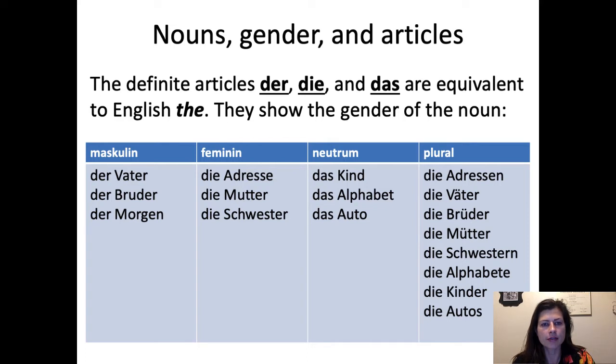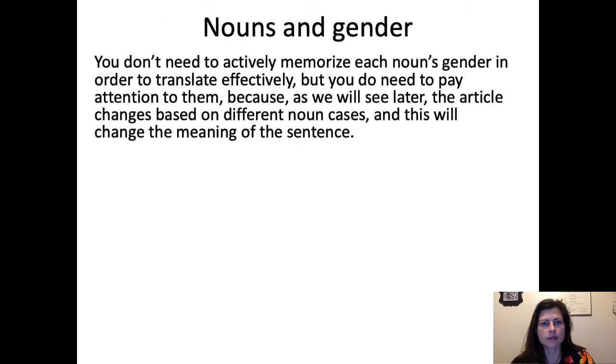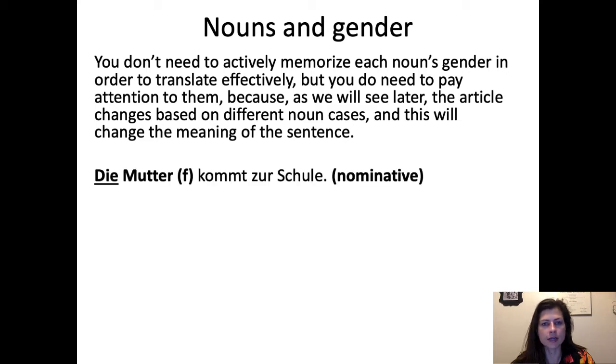And then we have feminine: die Adresse, die Mutter, die Schwester. Some neuters: das Kind, das Alphabet, das Auto. And then all of them in the plural take die. So the plural article is die. These are the definite articles. When you learn a new noun, typically you want to learn the gender of the noun. You don't have to memorize it actively, but you do at least have to recognize the gender of the noun because it does make a difference in the translation sometimes.